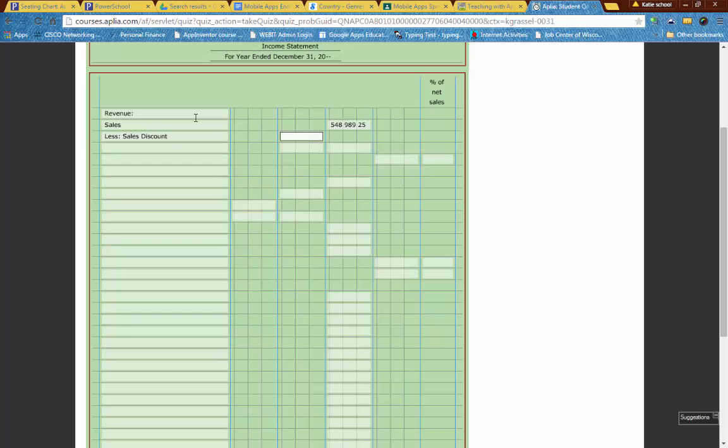Below that, I'm going to say less sales discount with a colon. Sales discount is for $661.69. And then I'm also going to subtract sales returns and allowances. So I'm going to put those two numbers here. Okay? So in this third column, I have my sales. In the second column, I have my sales discount and my sales returns and allowances. Notice, directly to the right of sales returns and allowances, I have another number. What we need to do with that is add up my sales discount and my sales returns and allowances. So the total of those two numbers is going to go directly below my sales.